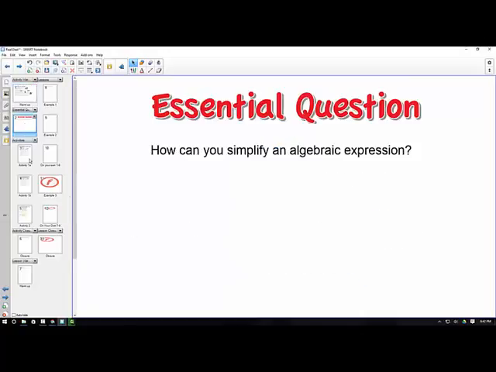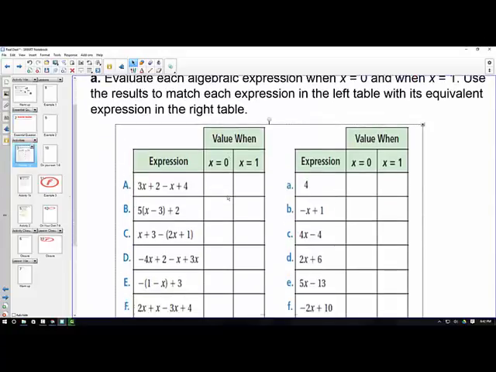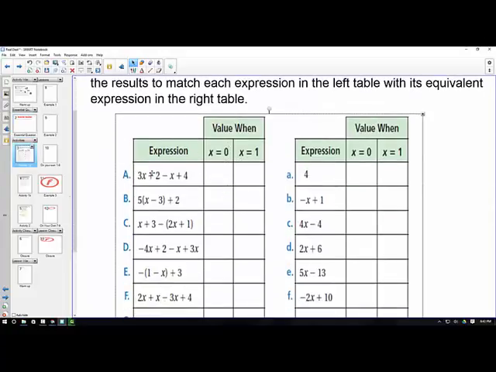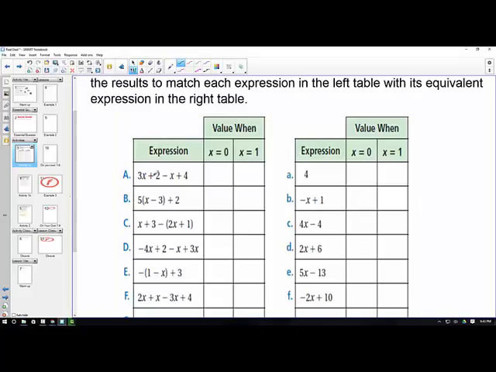So the essential question is how you can simplify an algebraic expression, which we'll focus a lot on. Going through here in class, we're going to plug in zeros for the x and see what the value is. So in this case, 3 times 0 is 0, plus 2 is 2, and then 2 minus 0 is still 2, plus 4 is 6. So this will be a 6, and if I plug in a 1, we'll see how much that changes. So 3 times 1 is 3, plus 2 is 5, minus 1 is 4, plus 4 is 8.